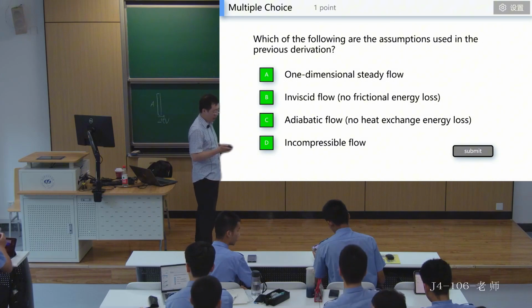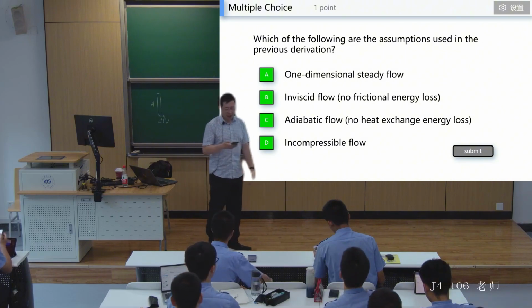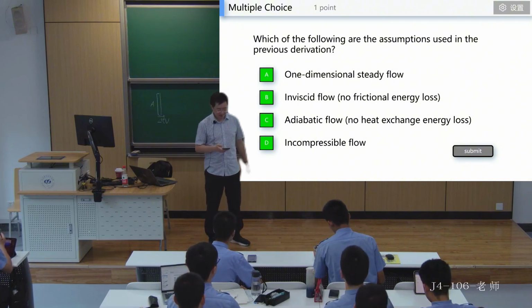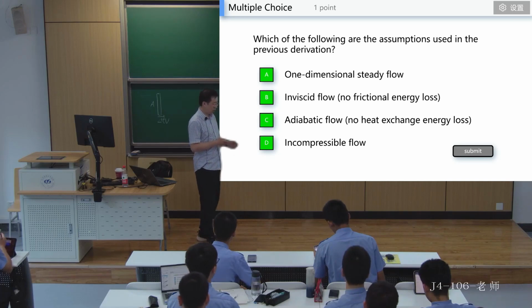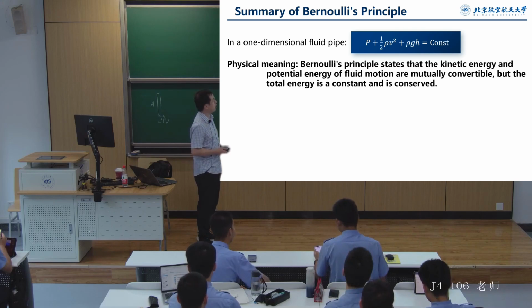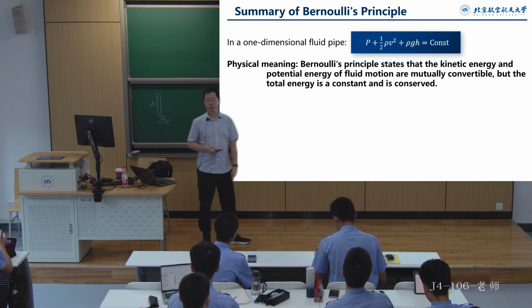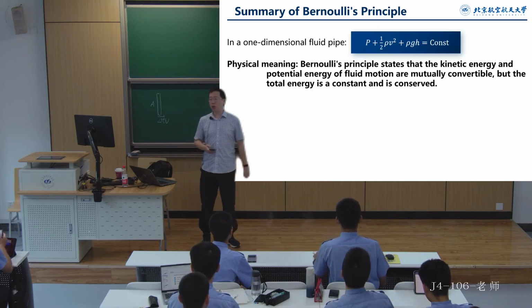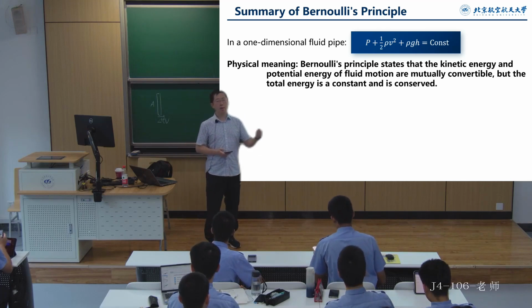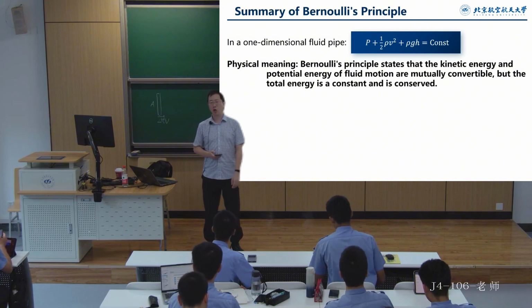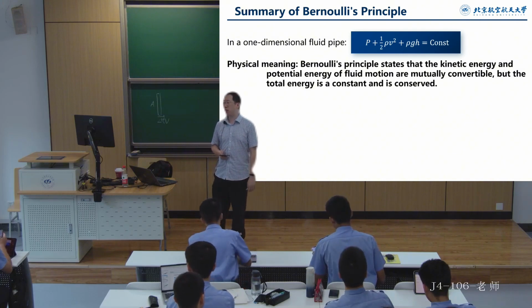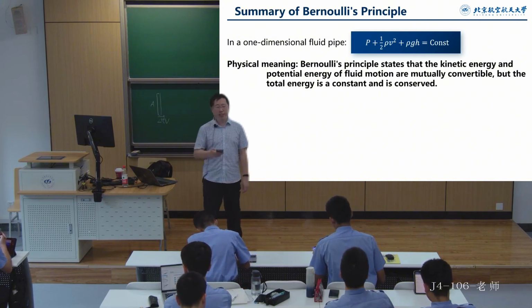All right, time's up. What assumptions did we make? We have 4 assumptions, right? These affect the applicability of our Bernoulli's law. To summarize the law, during our derivation earlier, we can see that it is essentially an energy conservation relationship for flow within a pipeline.